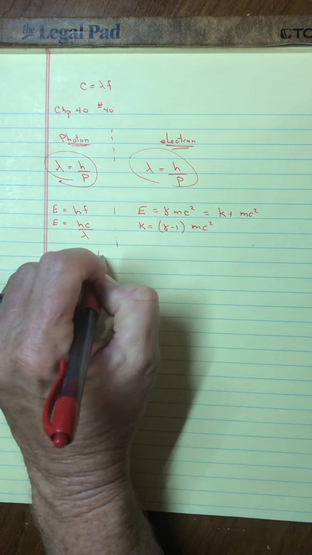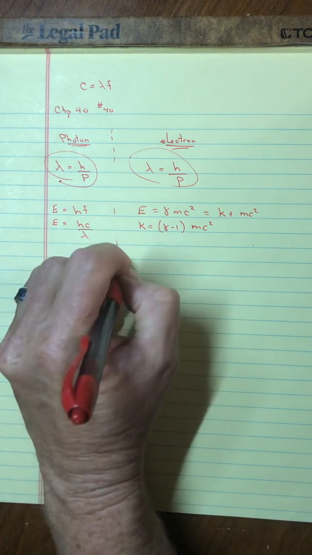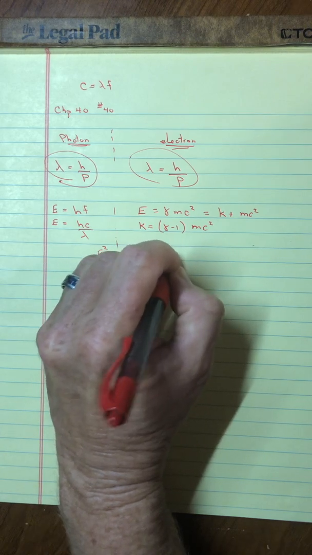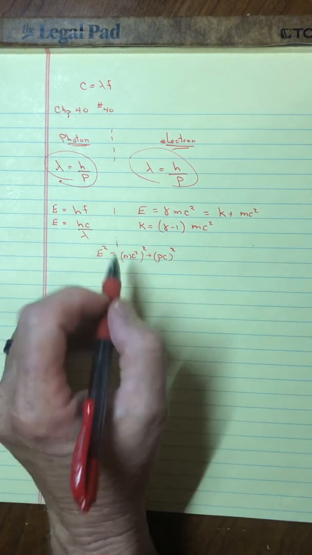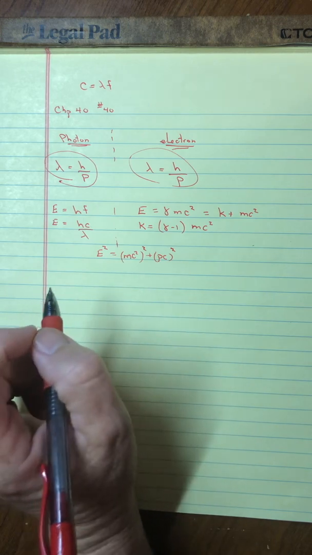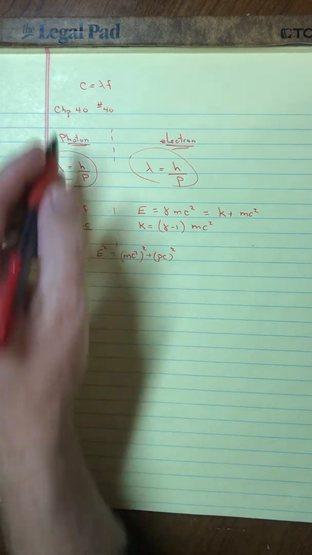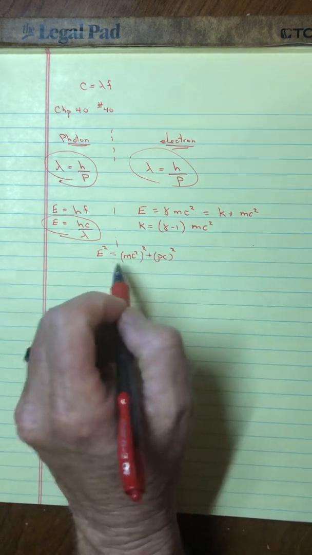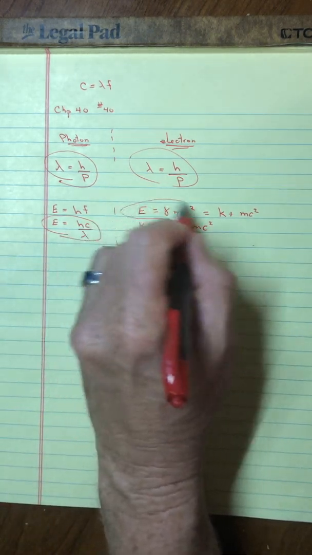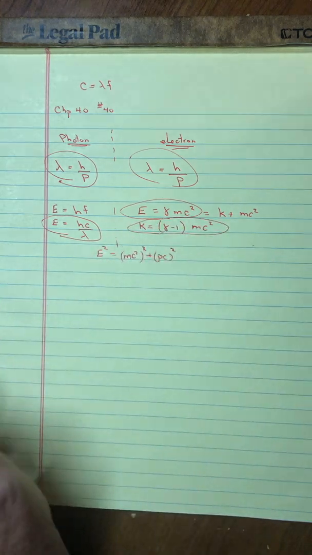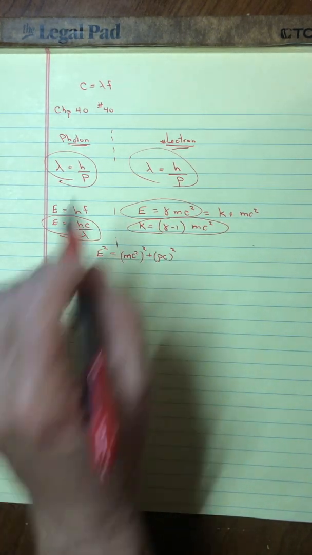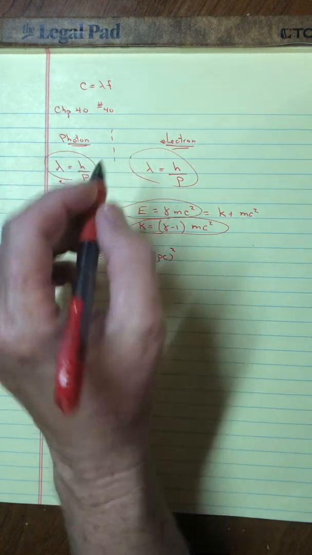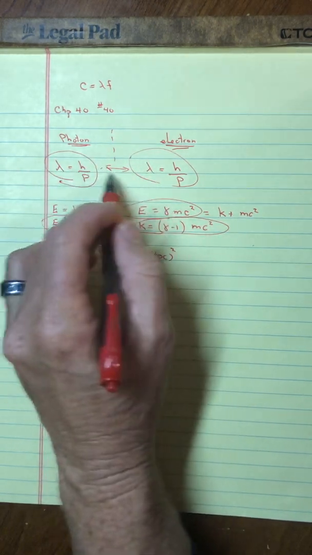Now, there is a connection. We know that E squared is equal to (mc squared) squared plus (pc) squared. So you can see that whether you have mass or not makes a difference. And if you have no mass, like the photon, you get this equation for the energy. And if you do have rest mass, then you get this equation for the energy and this one for the kinetic energy.